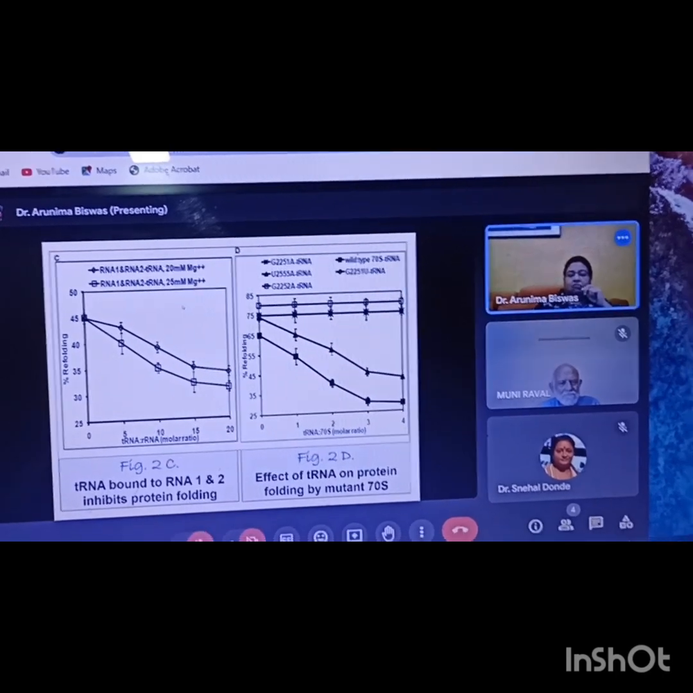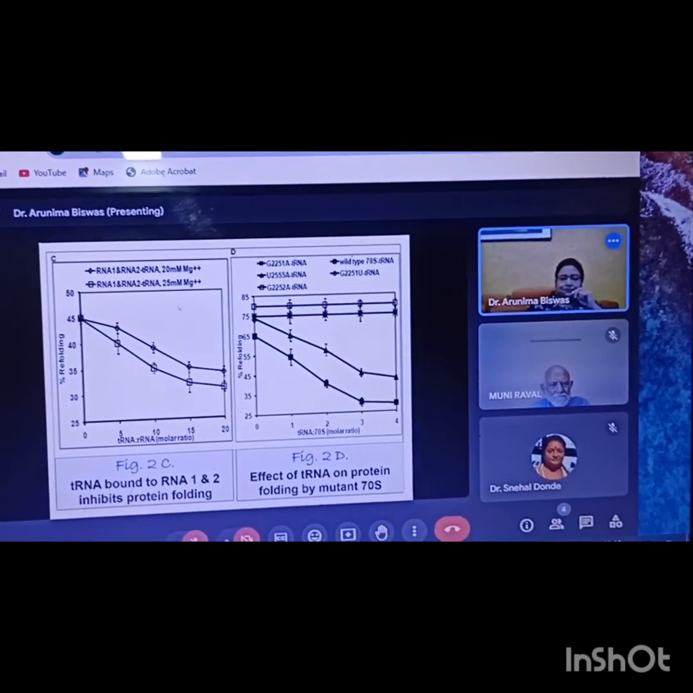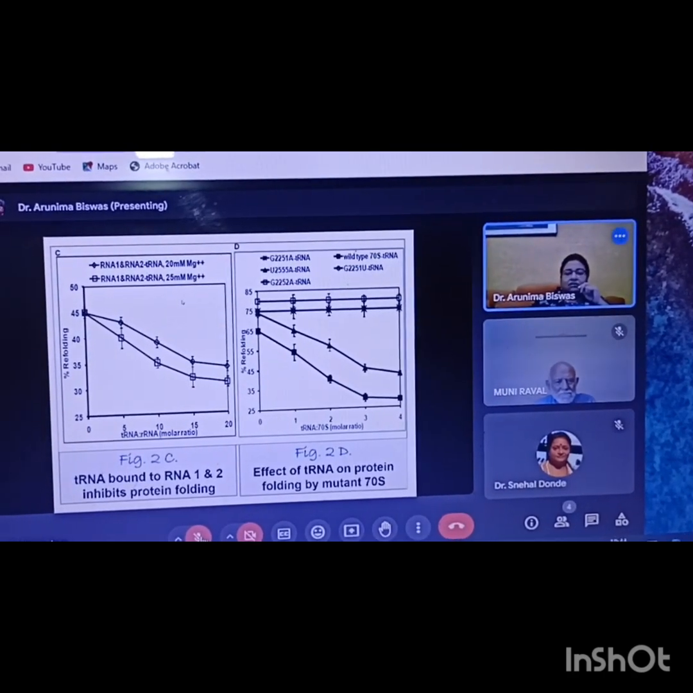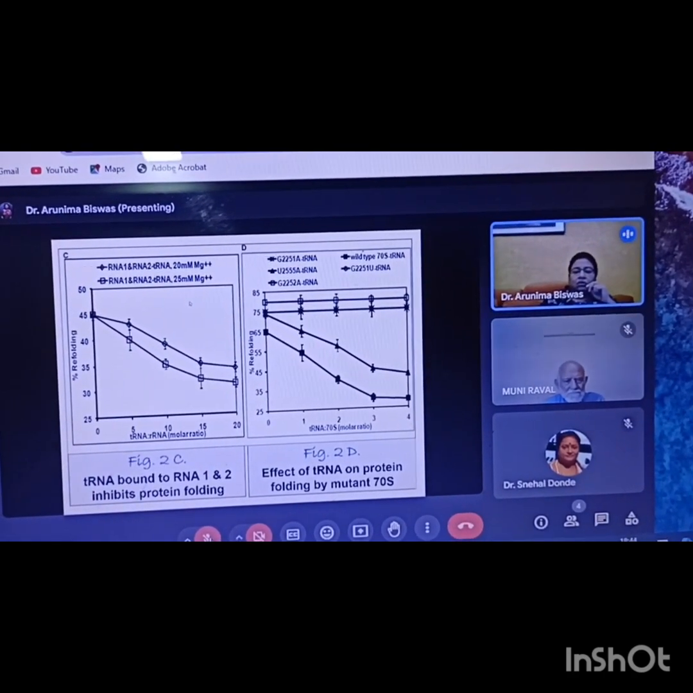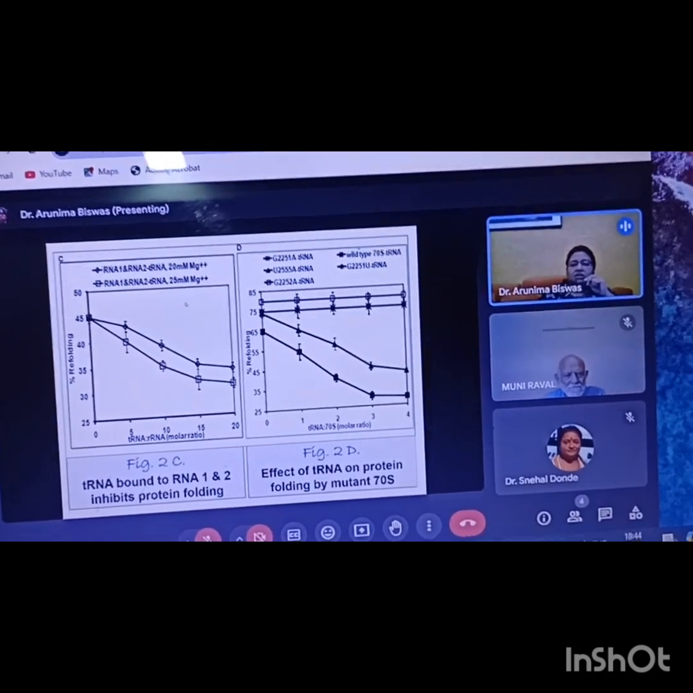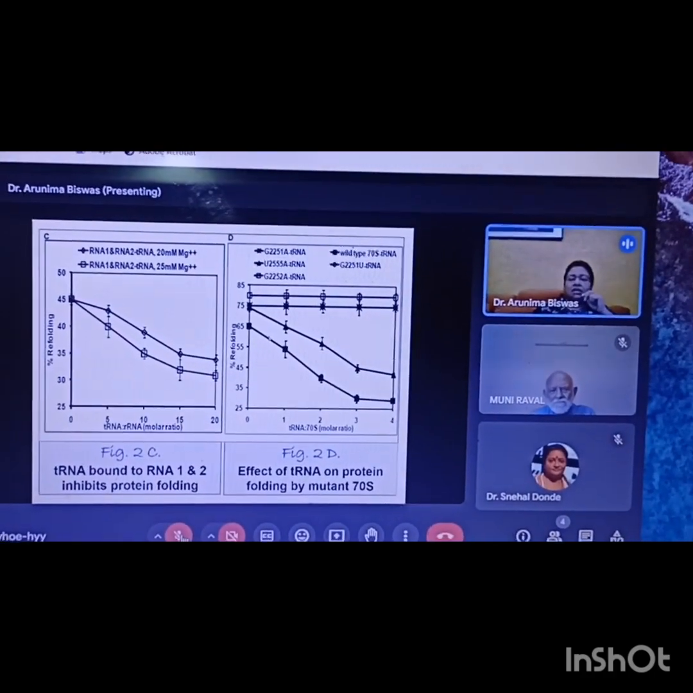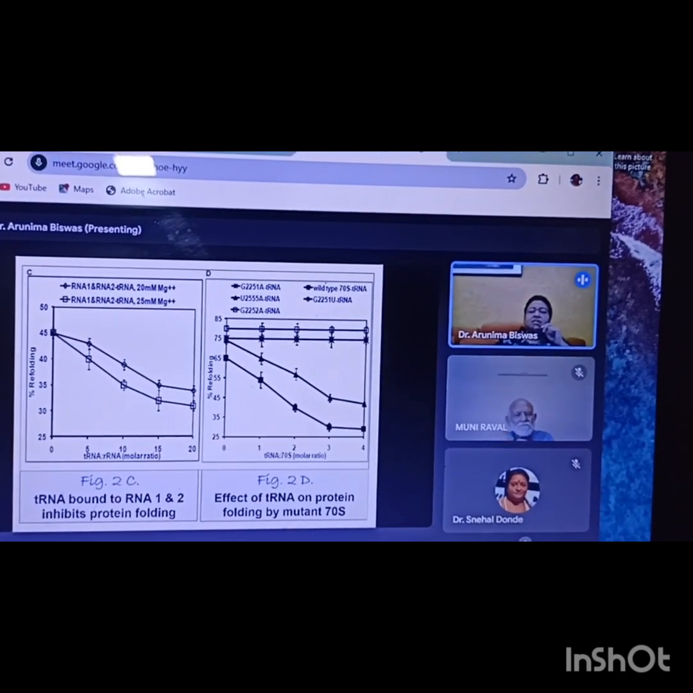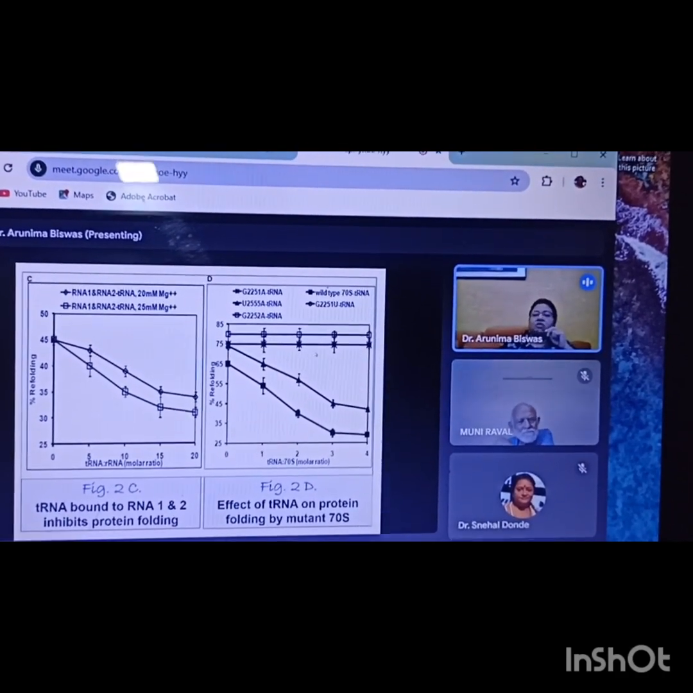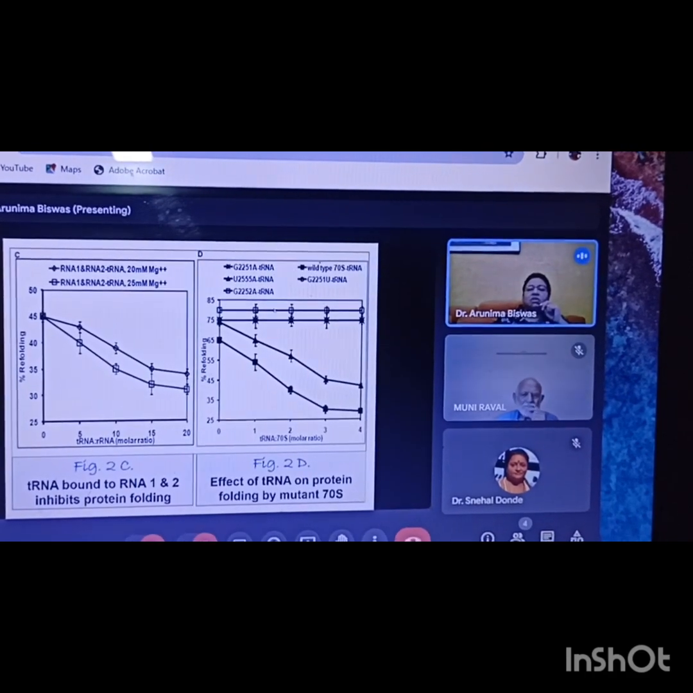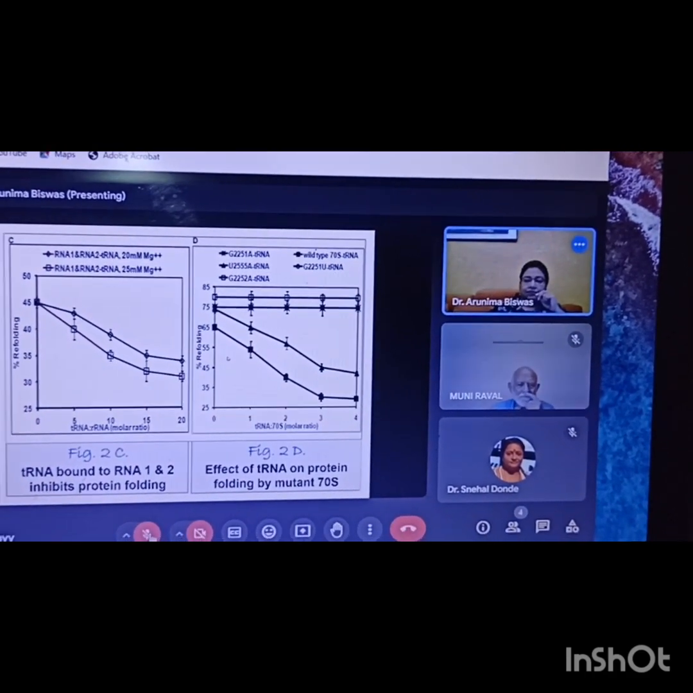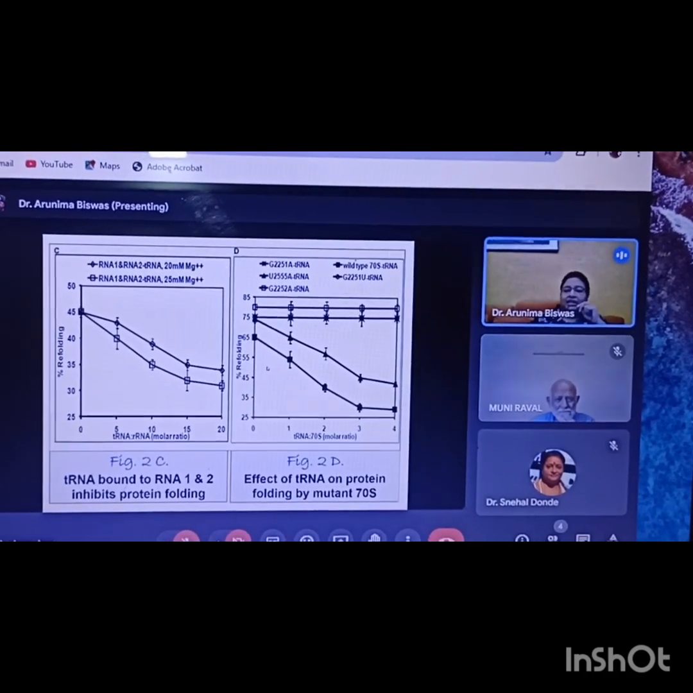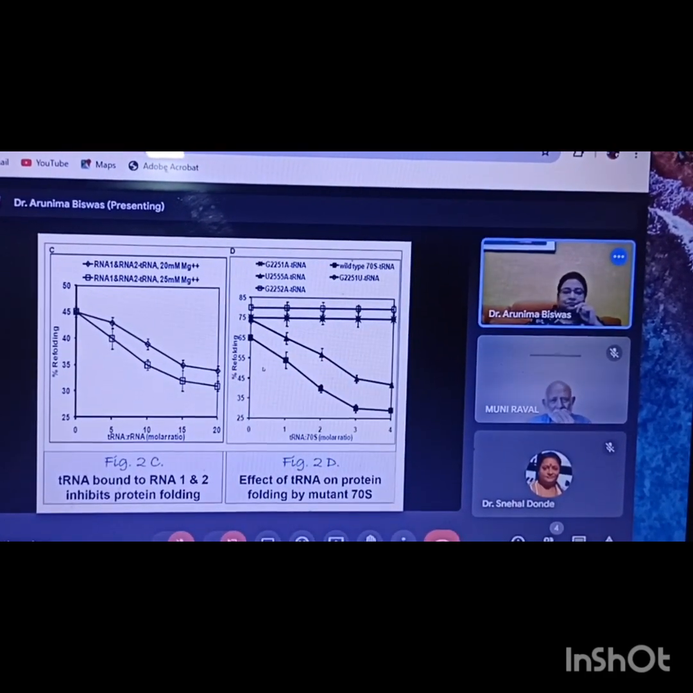And if we mutate the 70S, then also we find that only when the ribosome is the wild type ribosome and tRNA is bound to it, this inhibition takes place. Because in the mutant ribosomes, the tRNA binding sites are mutated. So even in the presence of a high amount of tRNA, it's not binding and so it's not inhibiting the folding process.